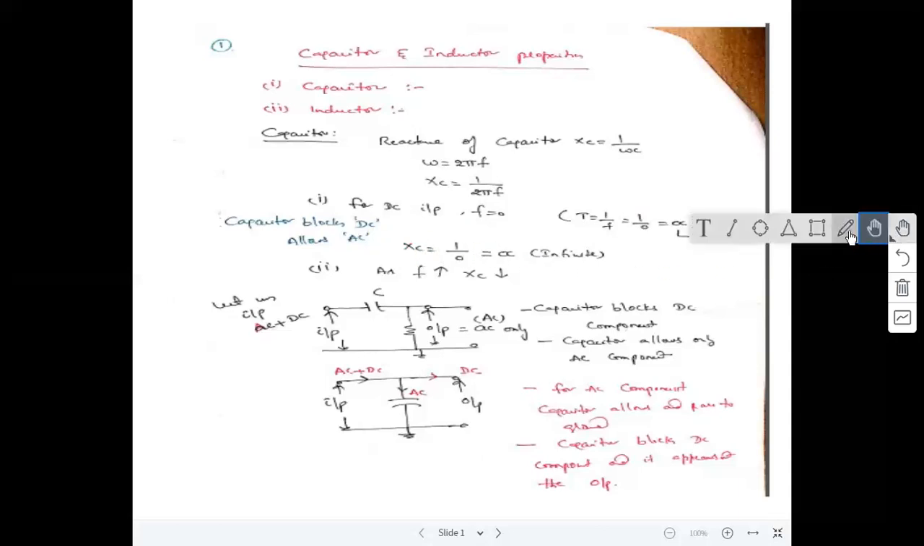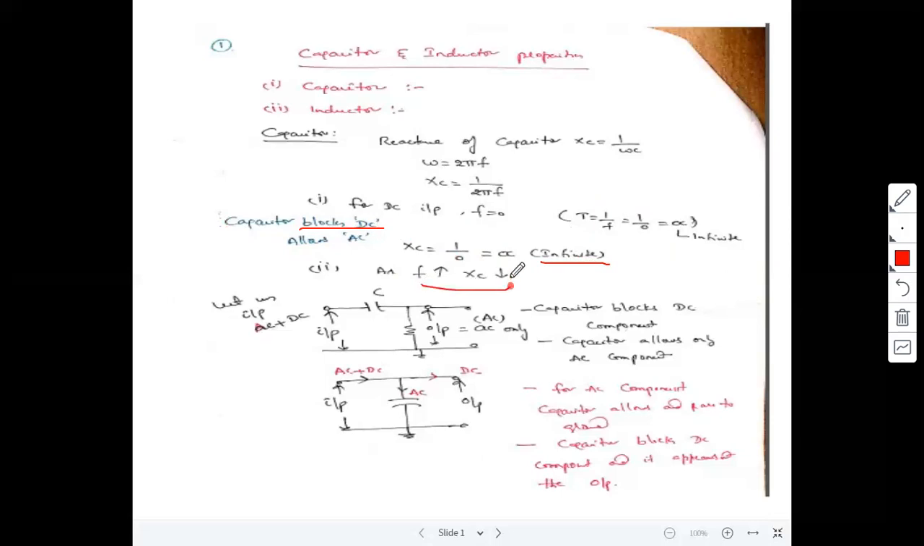That means the capacitor blocks the DC component. It does not allow it. Why? Because here the reactance is infinite. It is nothing but one form of resistance. It does not allow the DC component. Now as frequency increases, the reactance of the capacitor decreases and it allows AC components.